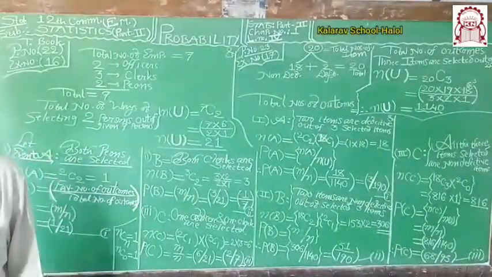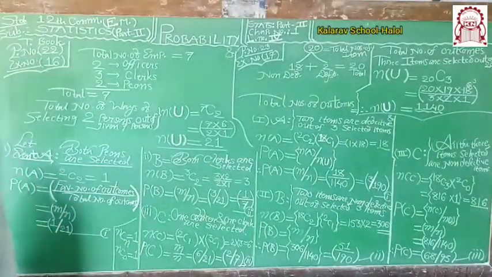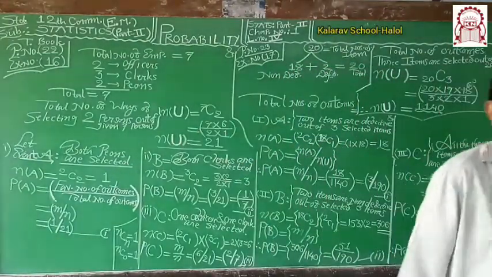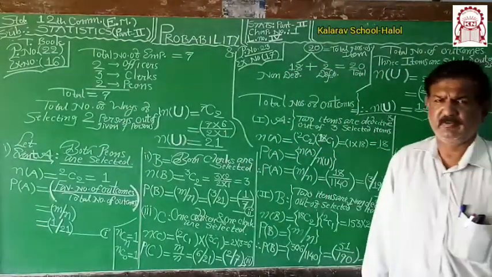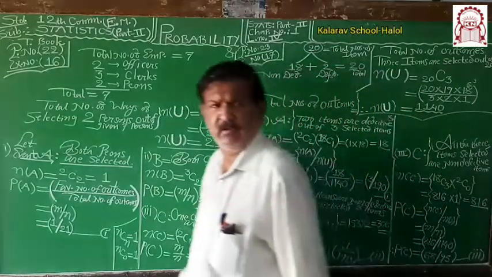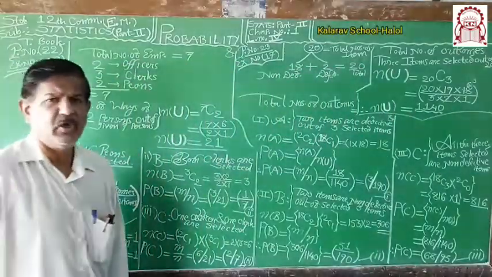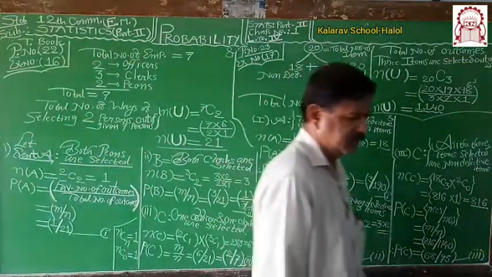Statistics Part 2, first chapter: Probability. Last time we completed all the theory parts of this chapter. We take the practical example based on our textbook, based on permutations and combinations.